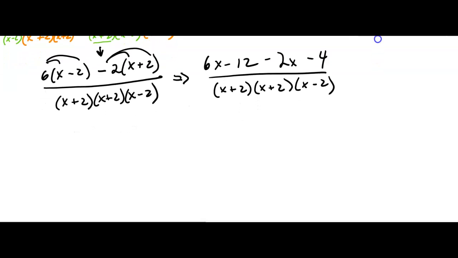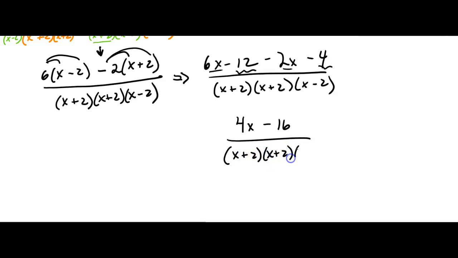Okay, now in the numerator, now I can combine some stuff. The 6x and the minus 2x, that's 4x. And then the negative 12 and the negative 4, that's negative 16. Okay, now in the numerator, I should see if that factors. It does. It's got a GCF of 4.